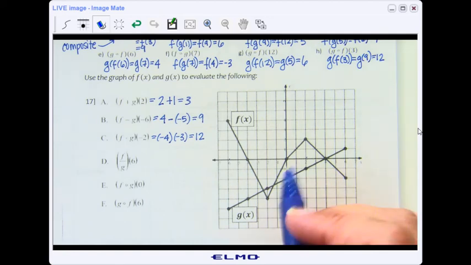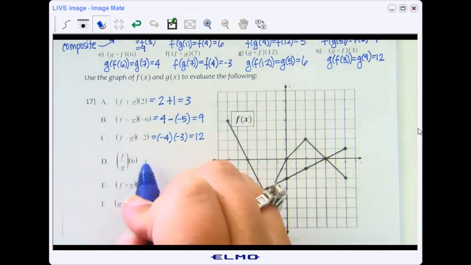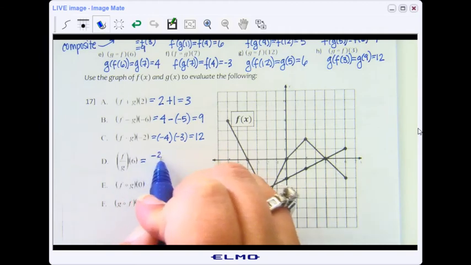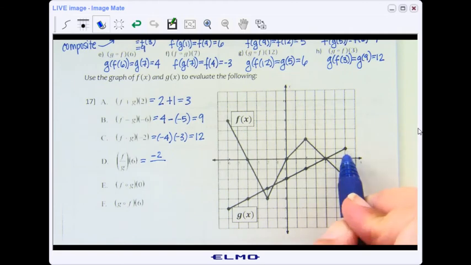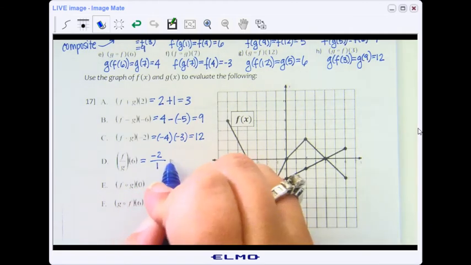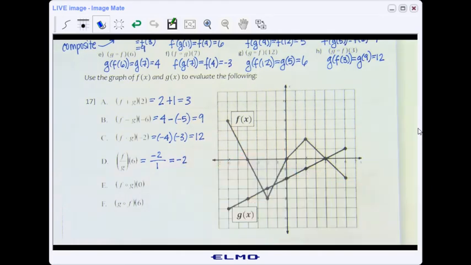What is f when x equals 6? It's negative 2. What is g when x is 6? It's 1. So f divided by g of 6 is negative 2.